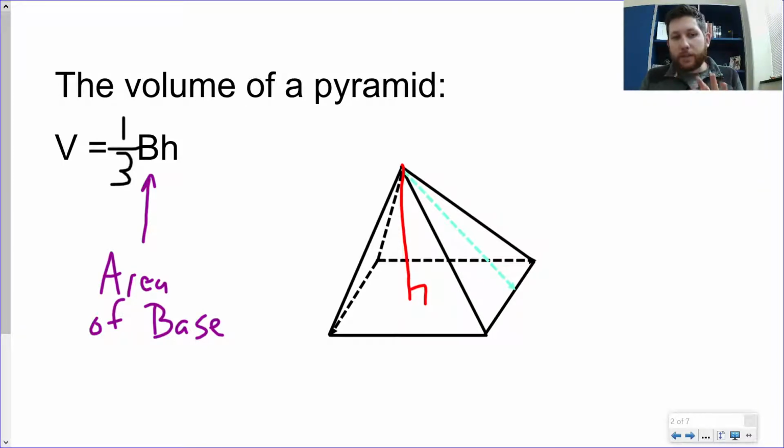Now, if this looks a little bit familiar, that's a good thing. Remember the volume of a prism. The volume of a prism is base times height, the area of the base times the height. So notice the only thing we added here was the 1/3. Now, this is a little tricky to see, but you can actually fit 3 pyramids into a prism.